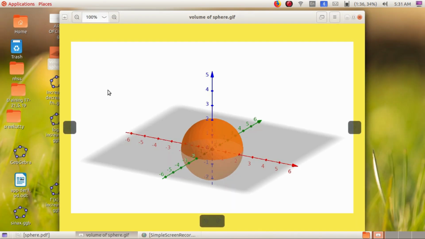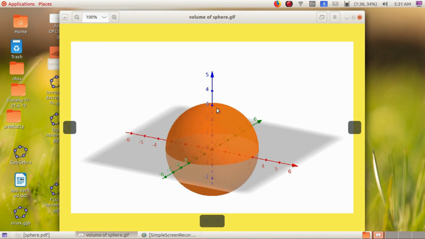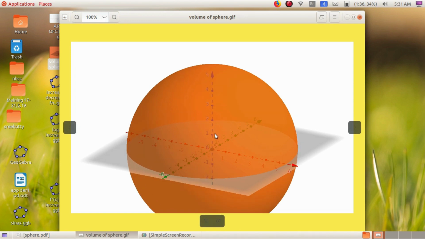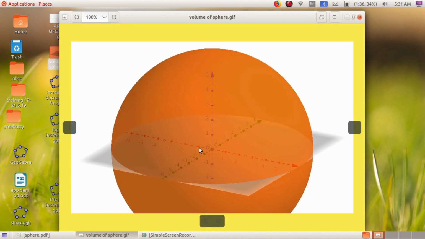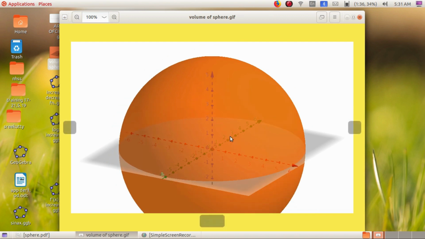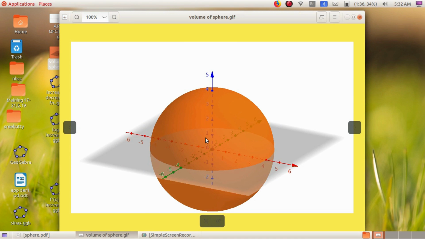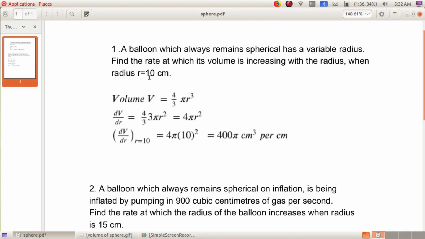Okay. When the radius increases, the volume of a sphere increases. So the volume of a sphere depends on r. Volume of a sphere is a function of r. When the radius decreases, volume is decreasing. The problem: a balloon which always remains spherical has a variable radius. Find the rate at which its volume is increasing with the radius when radius r is 10 centimeter.